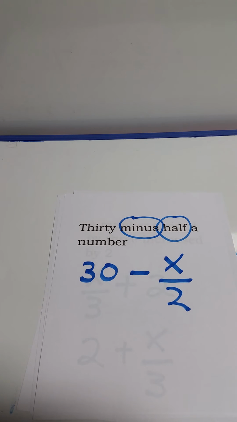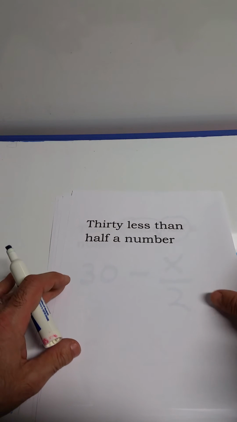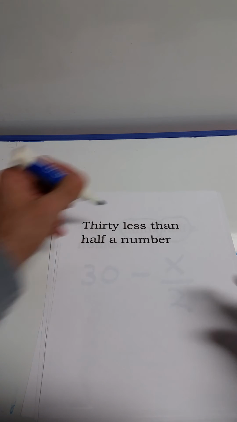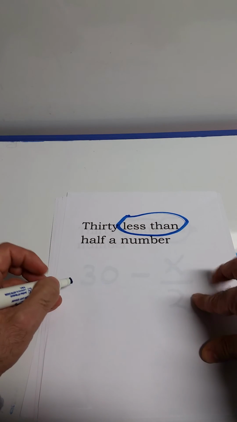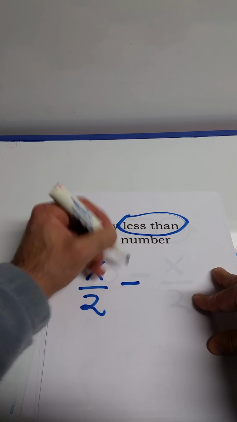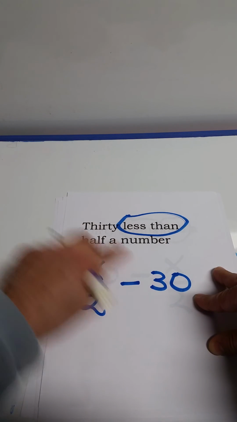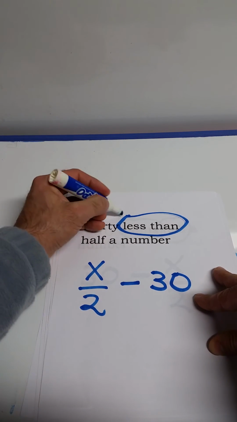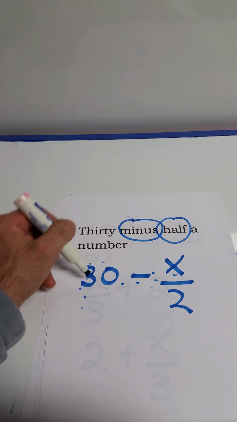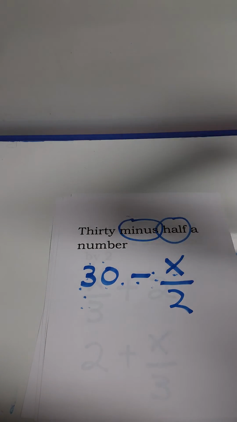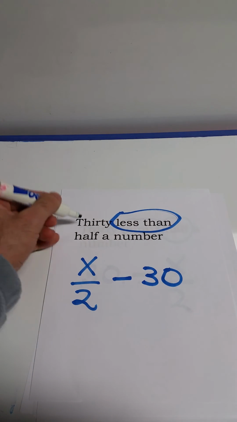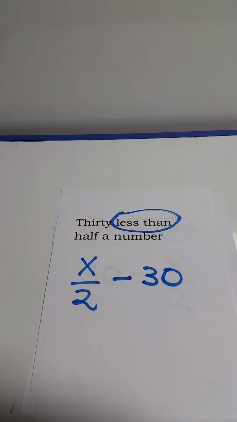This one's a little tricky though. Keep in mind the terminology. 30 less than half a number. Well, again, less than is the key word. Half a number, we use a 2, and then we put the 30 at the end because it's 30 less than this. If this said 30 minus, like in the previous question, we put the 30 first. But since it said 30 less than, we put the 30 last. 30 less than half a number.